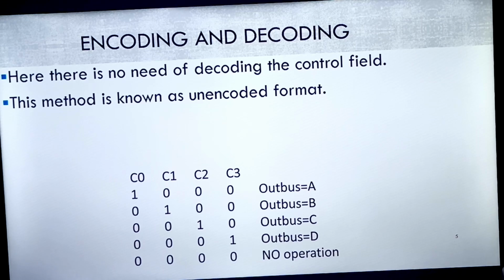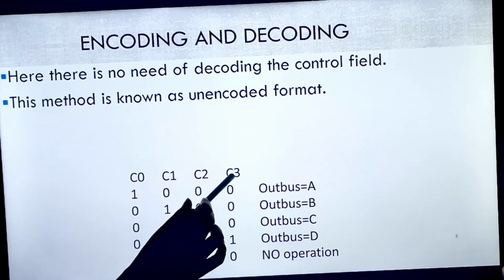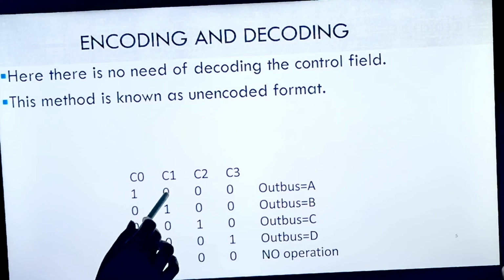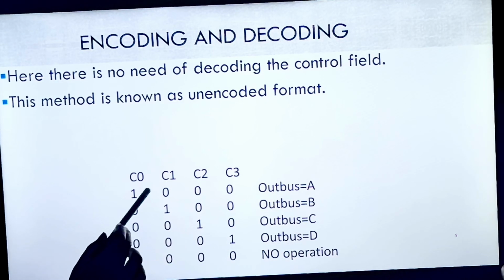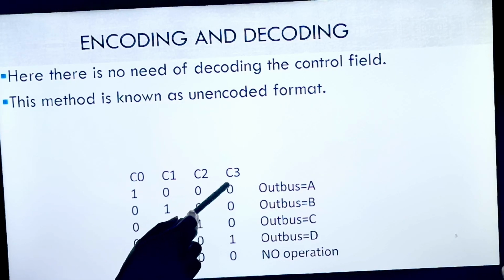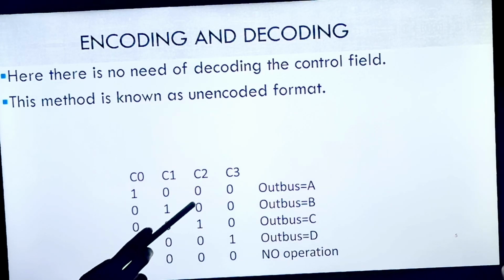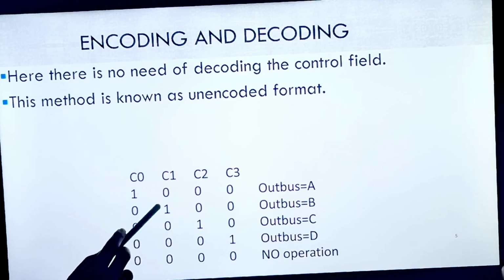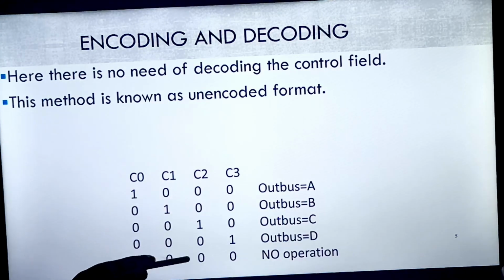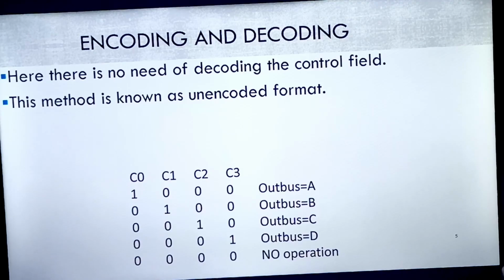There are two major ways. One is that you can assign 1 bit for each control signal. Whenever you need it, make it 1, otherwise make it 0. Say you want to use only C0 here, so put 1 and all the rest zeros, so C0 will be activated. If you need C1, put 1 in C1 and all others zeros, and you can activate C1. Like this you can organize all the control signals: 1 bit for 1 control signal.